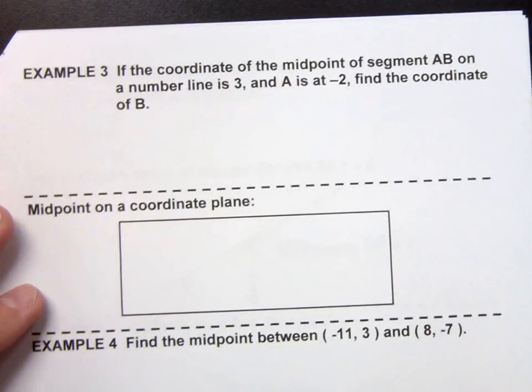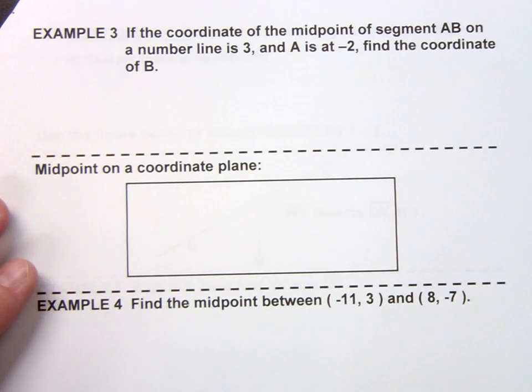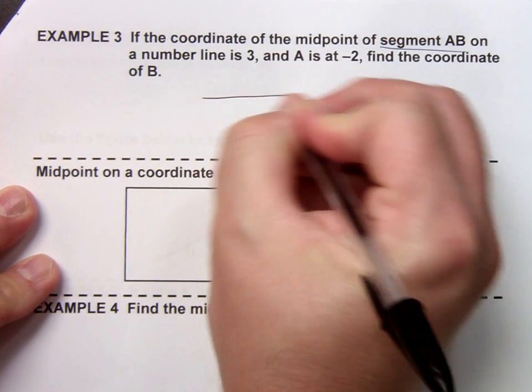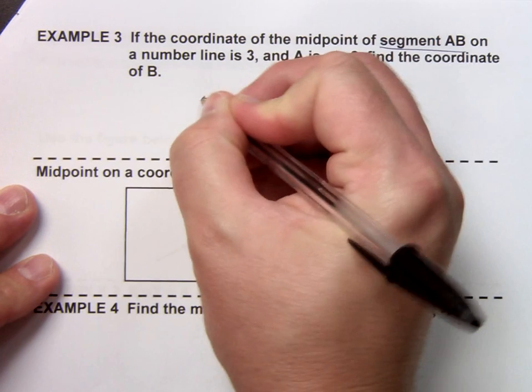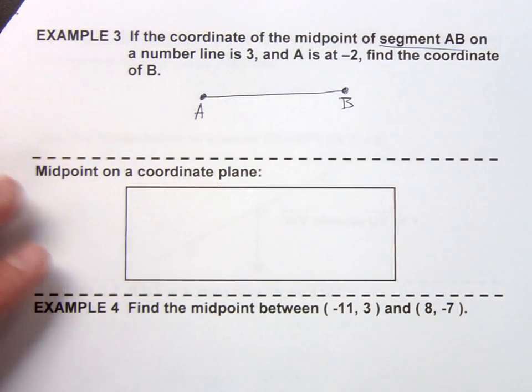Alright, let's try a slightly different situation. It says in example 3, if the coordinate of the midpoint of segment AB on a number line is 3, and A is at -2, find the coordinate of B. So we have line segment AB. So if I set up line segment AB, that means one endpoint is A and one endpoint is B.